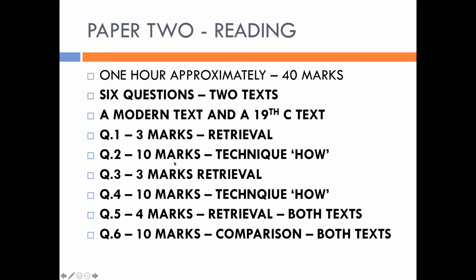Question 3, again 3 marks, retrieval, finding specific information. Question 4, 10 marks. Again, it's a technique, the how question. Also worth remembering, questions 1 and 2 are about the modern text. Questions 3 and 4 are about the 19th century text. Questions 5 and 6 are about both texts. Question 5 is a retrieval comparison, getting information from 2 texts based on a specific question. Question 6 is the 10-mark question, a comparison of information in both texts.